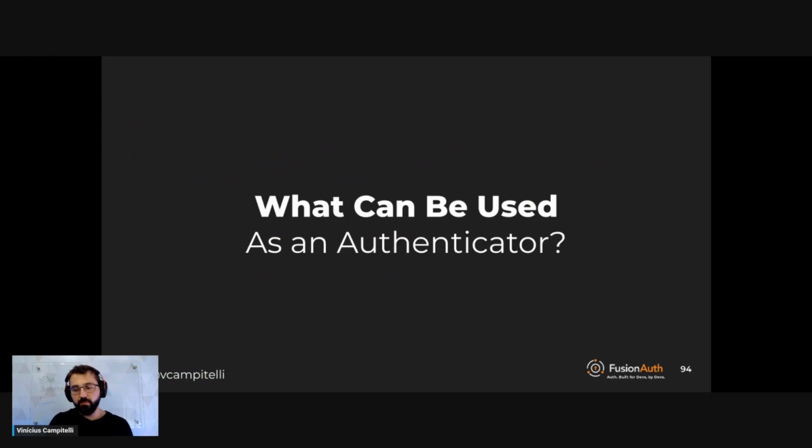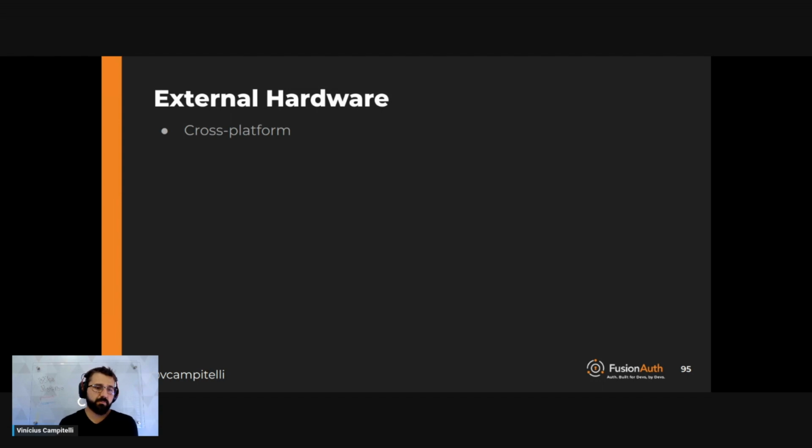So that's pretty much it. I see that some people are asking about the authenticator, and finally we come to the slides about authenticators. What are authenticators about? So there are several types of authenticators. The most common ones are external hardware, which would be YubiKeys or another device that you can plug in via USB, via NFC, via Bluetooth. So you can connect to your computer, to your phone, to your laptop, or something like that, to your tablet.